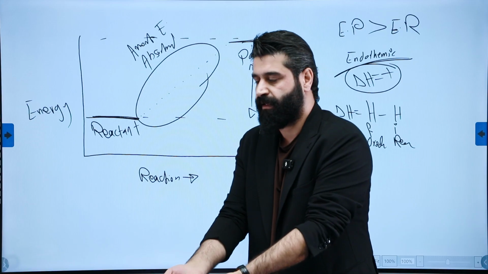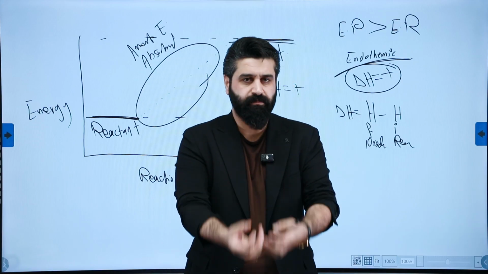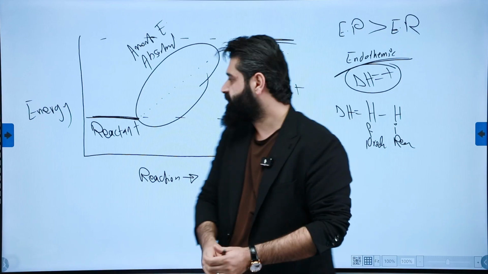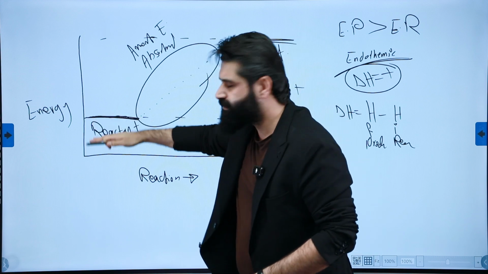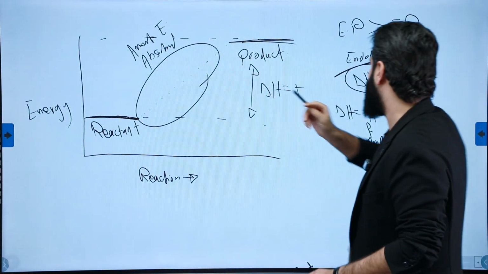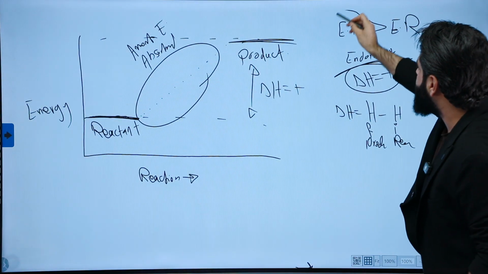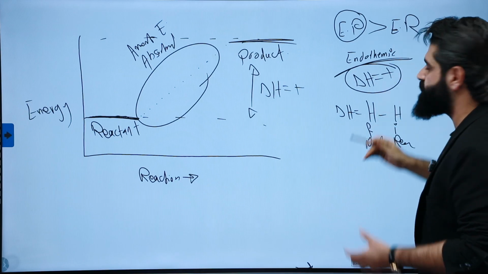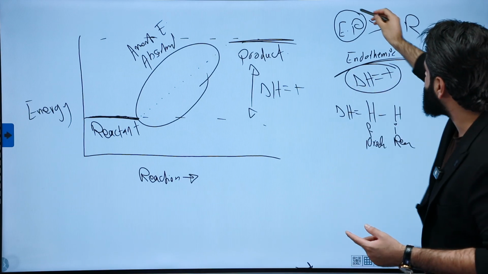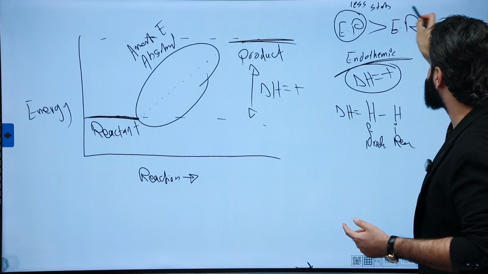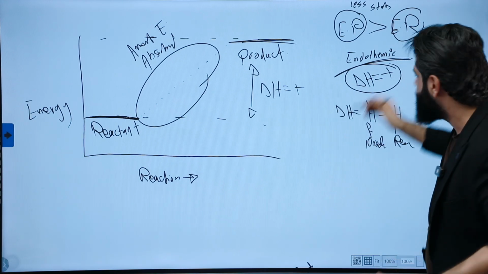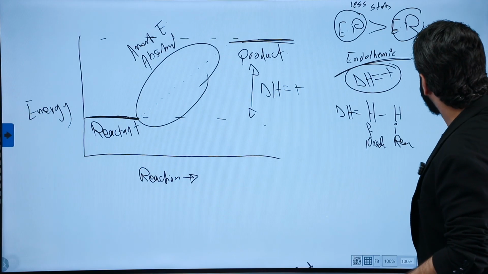Look at this. Reactant has less energy, so it must be more stable compared to the product. Because product has a greater energy compared to the reactant, so it must be less stable. Less stable. And since the reactant has less energy, it must be more stable.